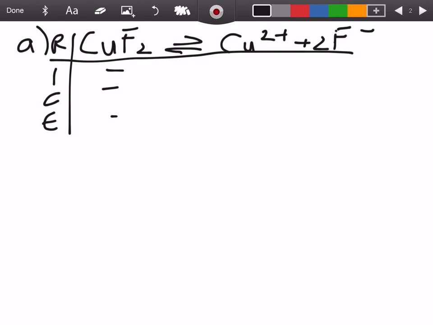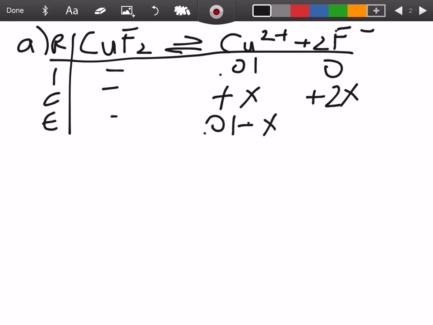And since there's one copper ion for every copper nitrate that I have, if I have 0.01 molar copper nitrate, I really have 0.01 molar copper ions. And no fluoride ions are being provided from this. My changes, I'm going to lose x here. I'm going to add x here, and I'm going to add 2x here because of my stoichiometry. So I'll have 0.01 plus x and 2x here.